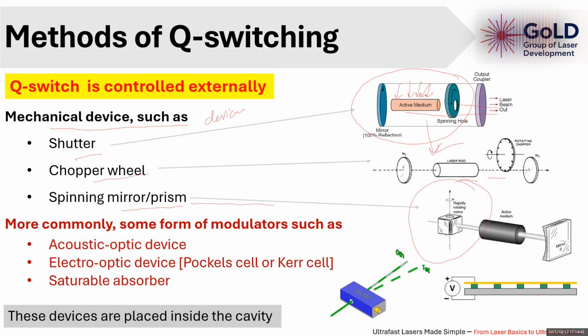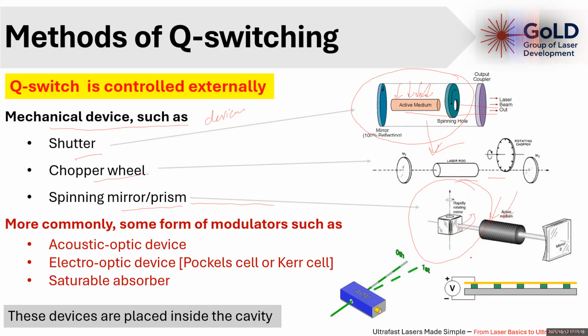So when the mirror is in front of the other mirror, then the oscillation will start. But when it rotates, the oscillation will stop. The laser will build up, but there is no output. Okay. So these are the mechanical devices, which I explained here a bit. It's mechanical type Q switches. But these days, these devices are not very common because they have a limitation.